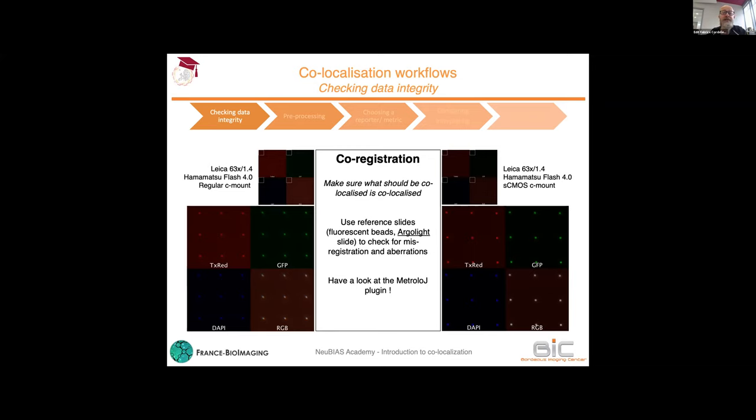And one way to do it is to use some reference objects that you know are multi-labeled. You acquire them in the same situation as your sample, and you check if everything is well aligned, well co-registered, and then maybe go back to the microscope and try to fix the things, or simply characterize and correct, which is something that I will talk about in the pre-processing step.